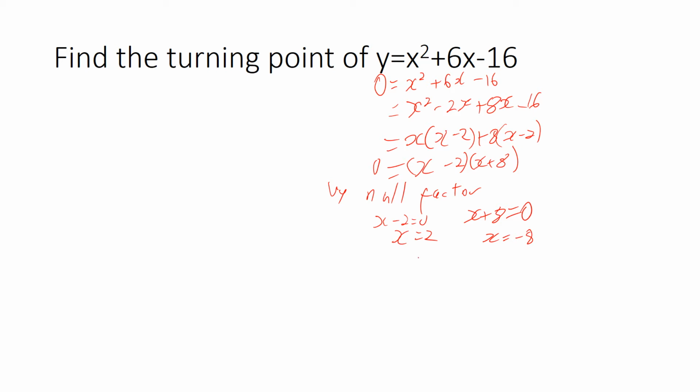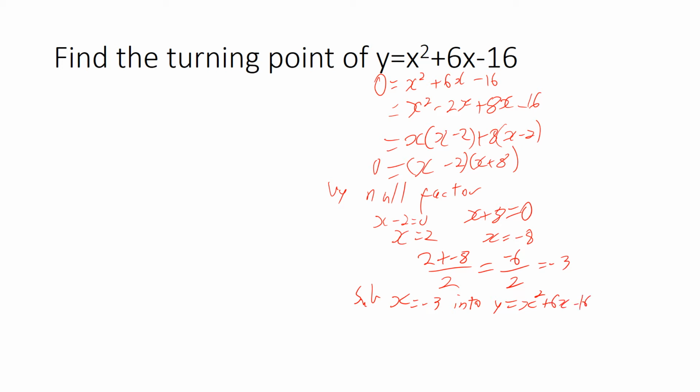So we can say 2 plus negative 8, all divided by 2, will give us minus 6 divided by 2, which is negative 3. So the x-coordinate of our turning point is negative 3. Now I can sub this into our original equation. Sub x equals negative 3 into our original equation to find the y value. Into y equals x squared plus 6x minus 16.